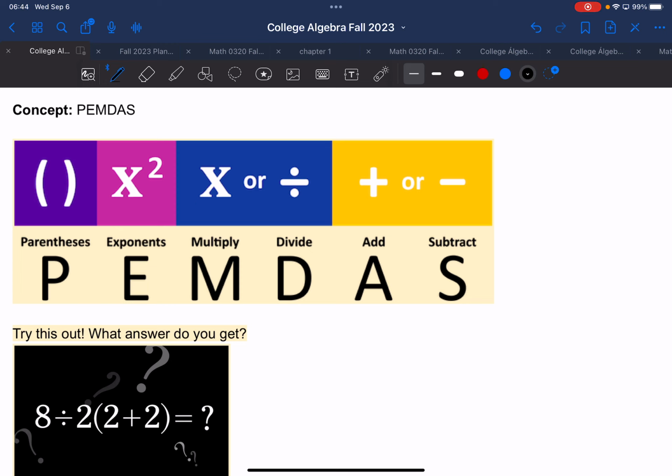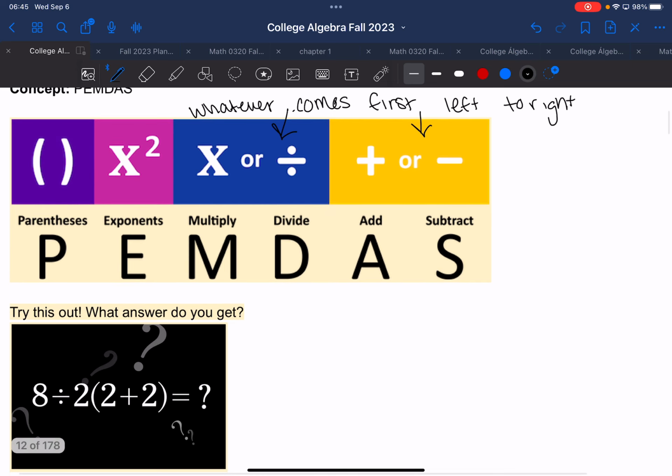Notice that multiply and divide and add and subtract are in the same color block. This means that you don't always do multiplication first. You don't always do addition first. It's whatever comes first when you're reading something from left to right, just like you read a book. So if that division came before the multiplication, you would do the division first. So this is whatever comes first from left to right. And that's talking about this section and this section.